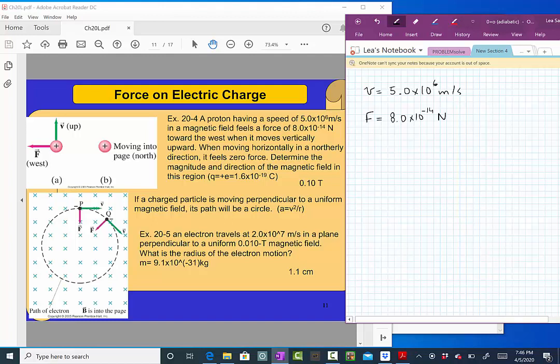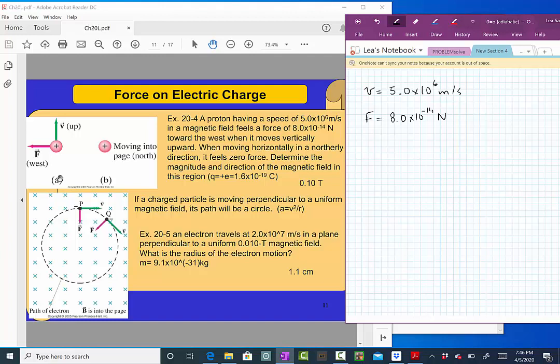It feels this force to the west, and now look at this drawing. West means to the left, okay? And you see here. And so east is to the right. So it feels a force to the west when it moves vertically up. Okay, so up is in this direction and down there. Well, we need a third direction to define the magnetic field. Okay, and the third direction of this story is going to be into the page or out of the page.